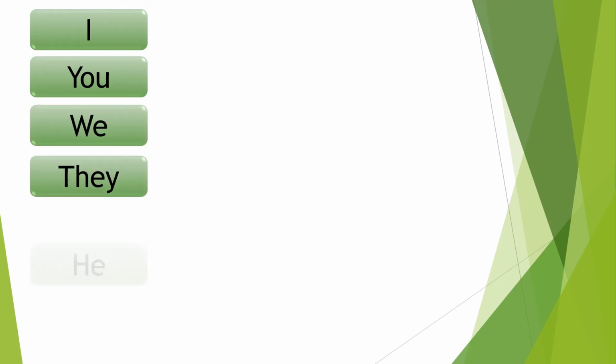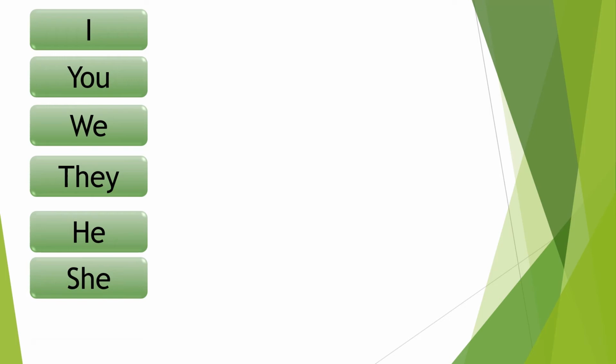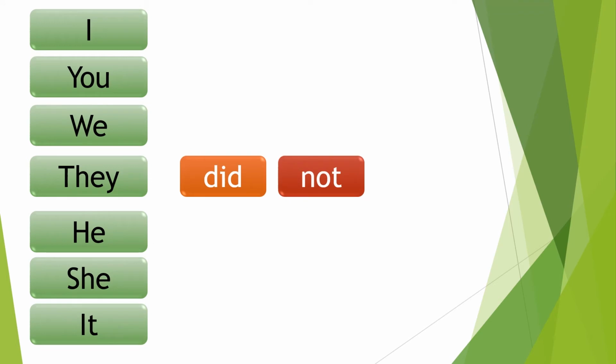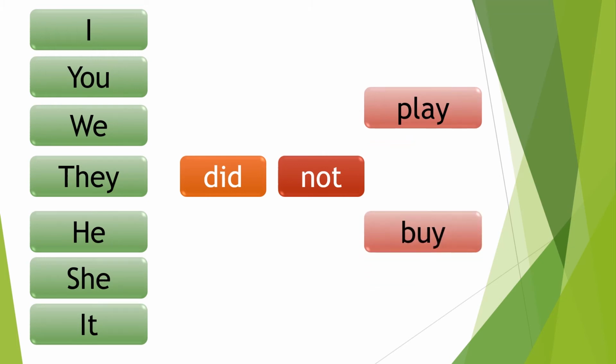If you look, you see the first one is subject. After I, you, we and they, he, she and it, we use a verb that is did plus not, and we use the verb in the first form. For example, I could say, I did not play tennis yesterday, or he did not play basketball 2 days ago. We can use different verbs in the first form. It could be play or maybe buy. So, she did not buy this telephone last week.